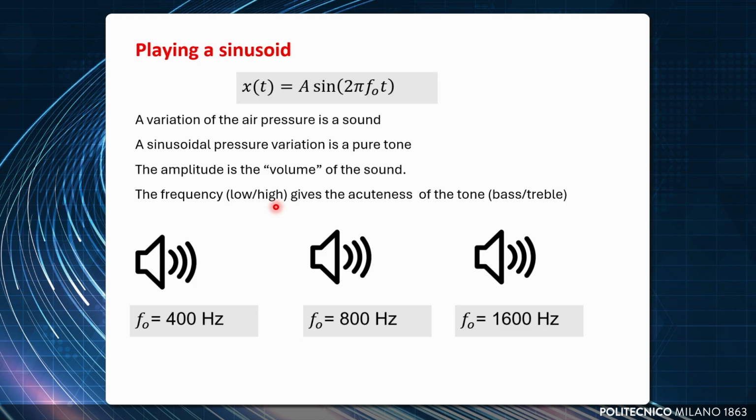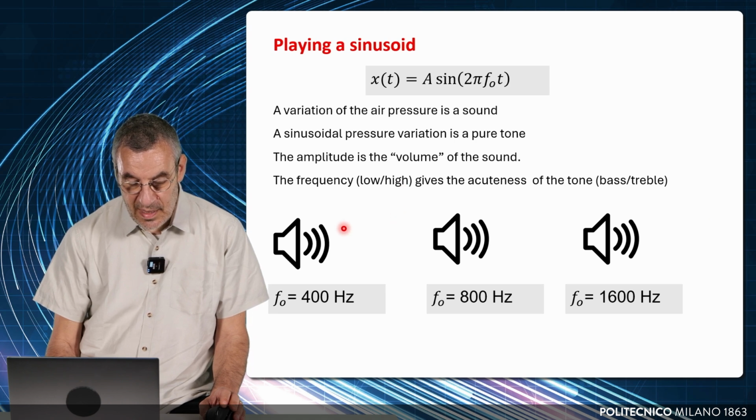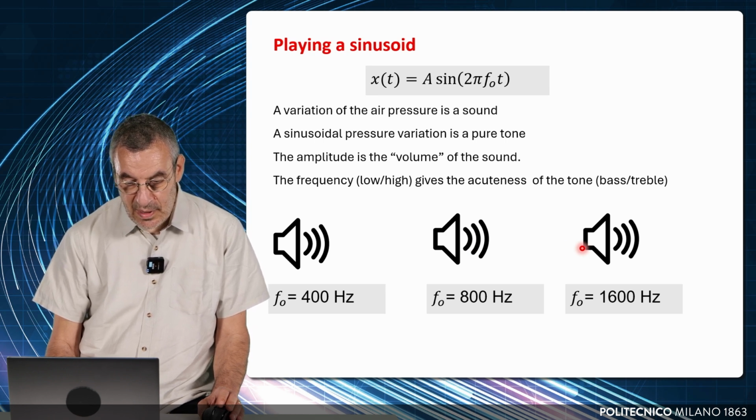What happens if we hear a sinusoid? So we are here looking at three kinds of sinusoids. One is at frequency 400 Hertz. You hear the frequency 400 Hertz. Then here is 800 Hertz. And here is 1600 Hertz. So the signal becomes acute and acute, and this is a pure tone.